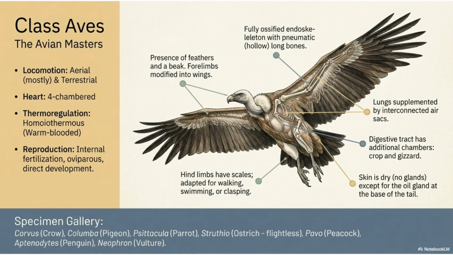Class Aves, or the birds, are characterized by the presence of feathers, a beak, and forelimbs modified into wings for flight. They possess an internal air sac system for efficient respiration and are homeotherms, maintaining a constant body temperature. They don't have any gland except the uropygial or oil gland, and have crop and gizzard as additional chambers in the alimentary canal. Bones are fully ossified and pneumatic.